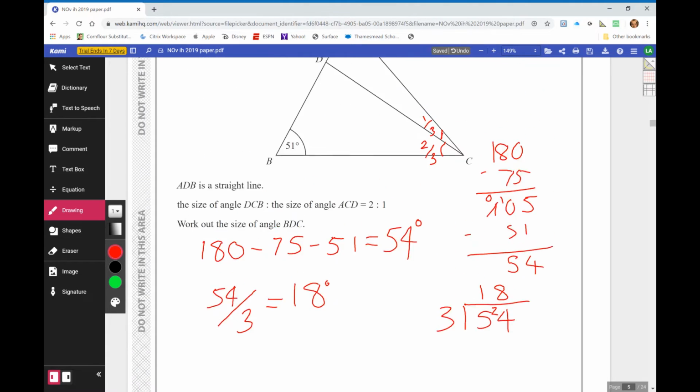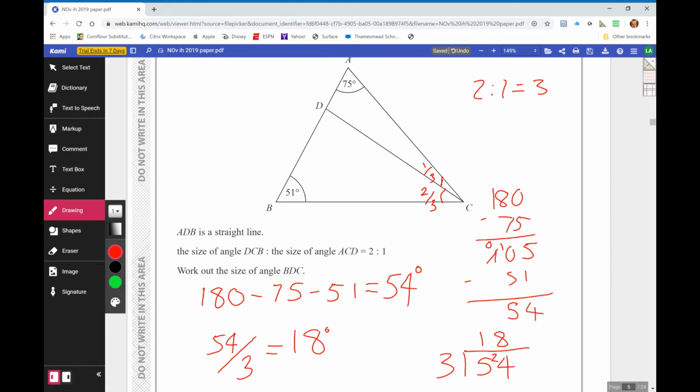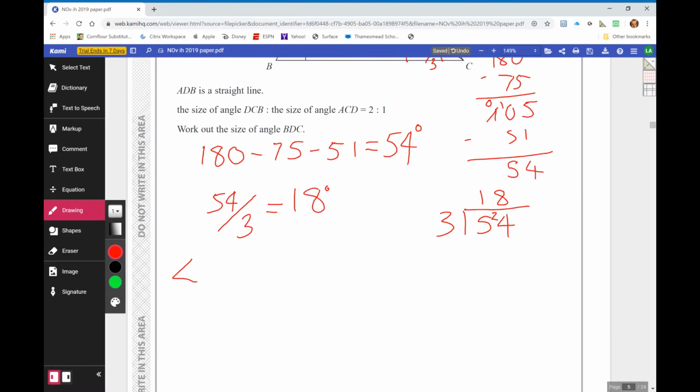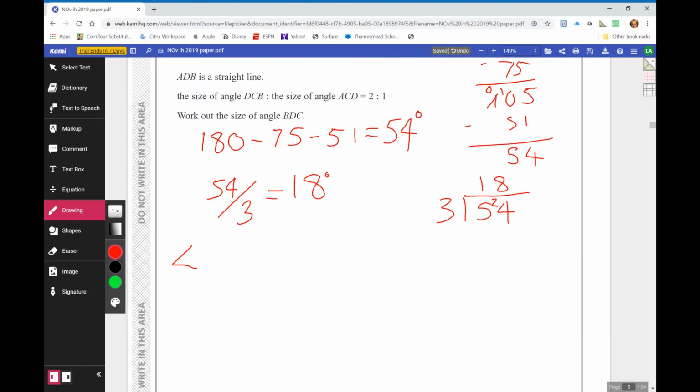Now what does it actually want? BDC, BDC. Oh, it actually wants this one here. So to get that one, you need to get this one here. So 2/3 is going to be 36. So then we write angle BCD equals 18 times 2, which is 36 degrees.